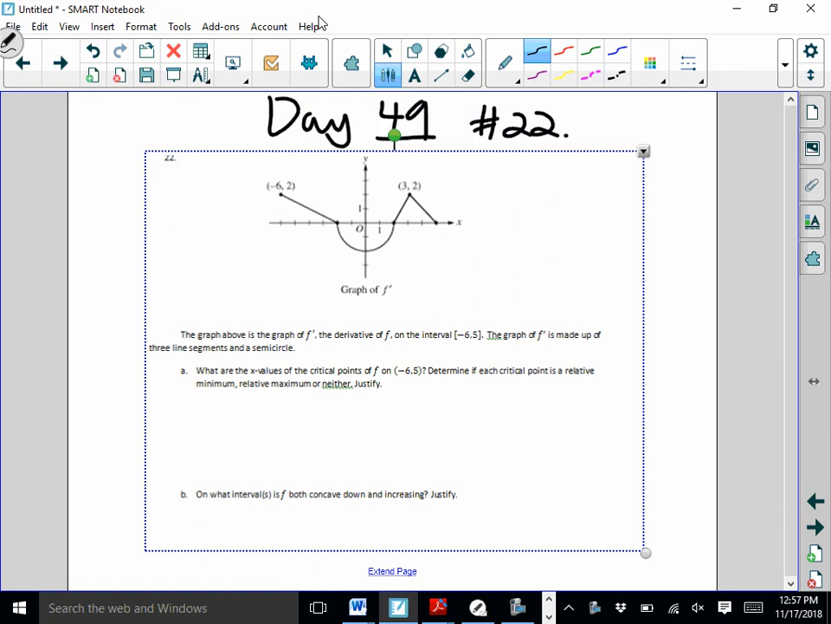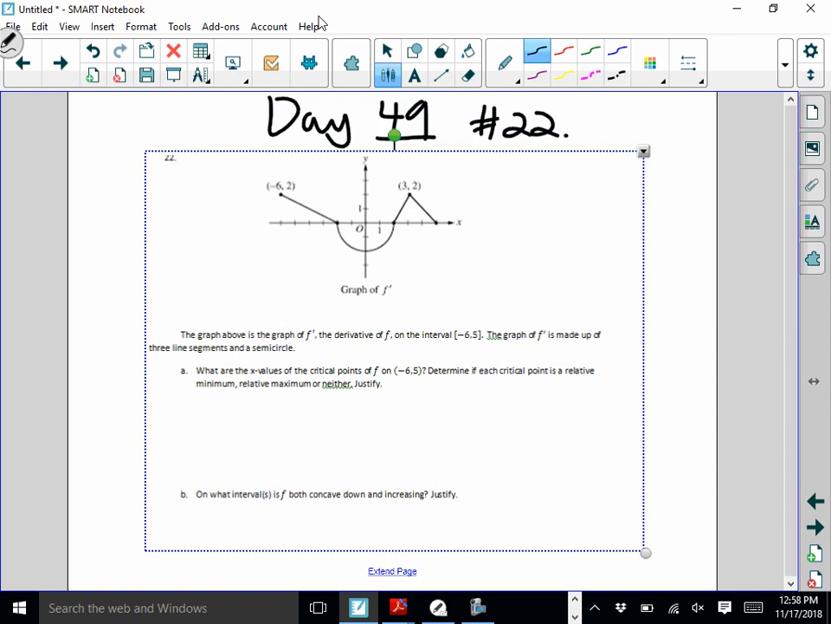And I want to focus on problem number 22 here. Here we see a graph of f prime. This is a graph that I pulled from a previous free response question from AP Calc. It says the graph of f prime, the derivative of f on the interval from -6 to 5. We have f prime is made up of 3 line segments and a semicircle.